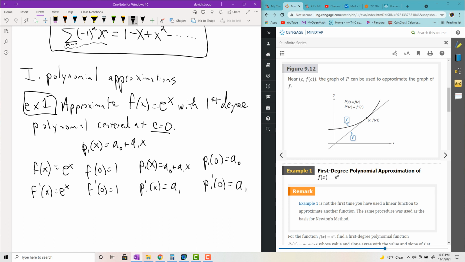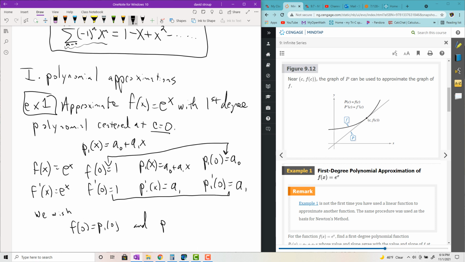So all you're doing there is plugging 0 in for x into the polynomial and its derivative. Then, again, what we're saying is that we want the function and its polynomial to be the same at the center. So first we want f of 0 to equal p sub 1 of 0, and then we also want f prime of 0 to be the same as p prime of 0.